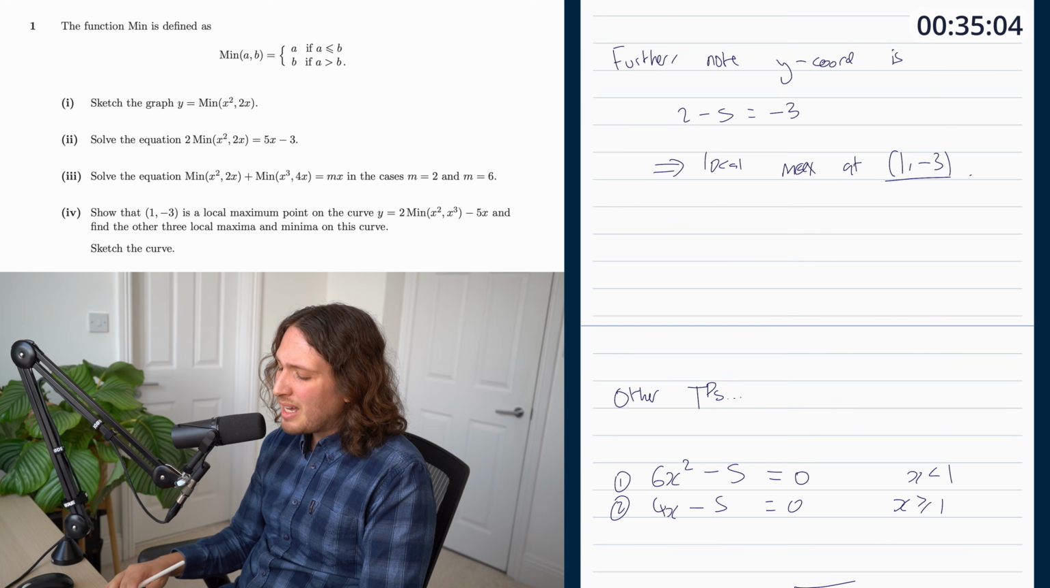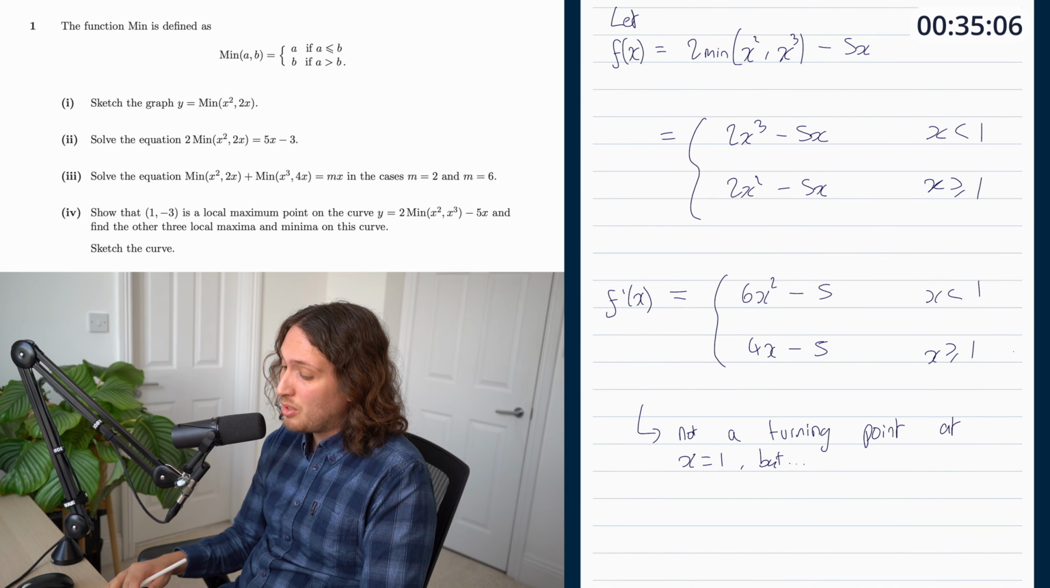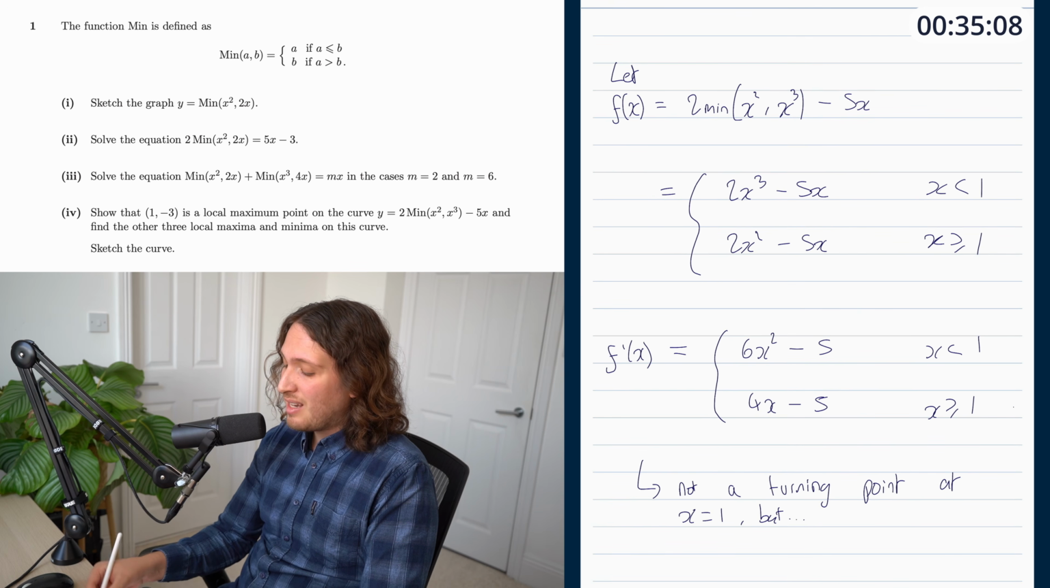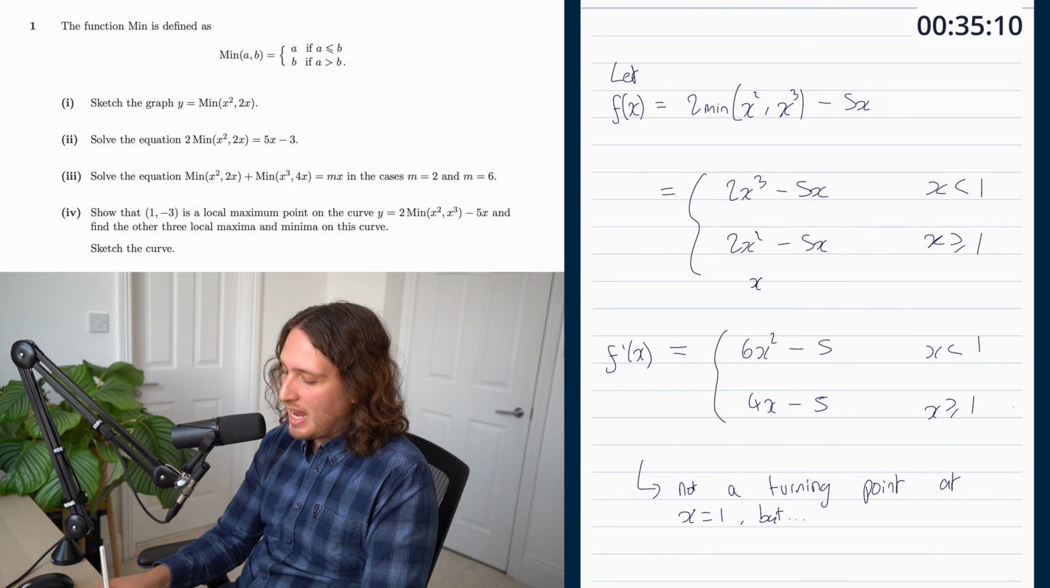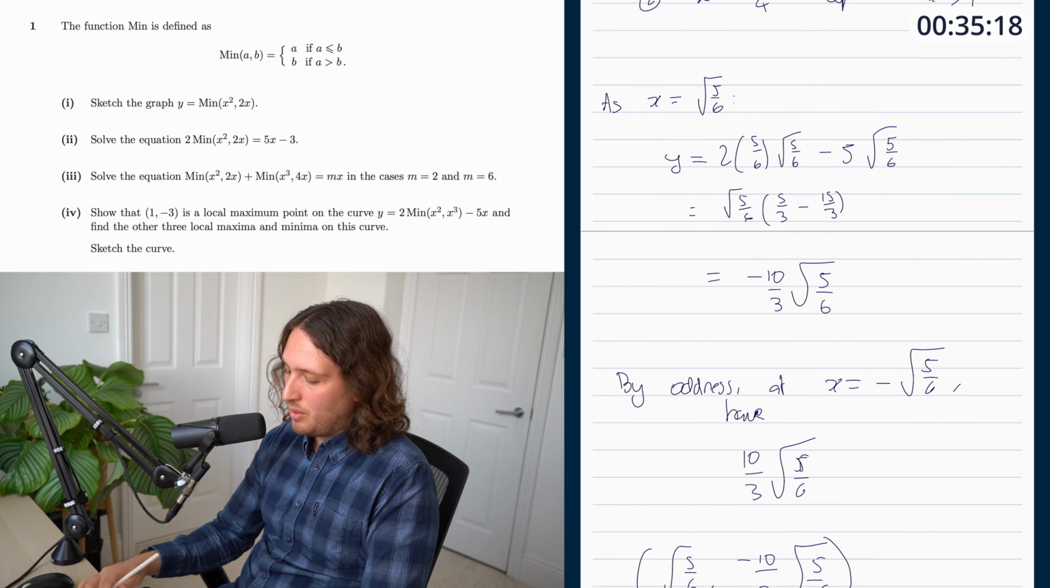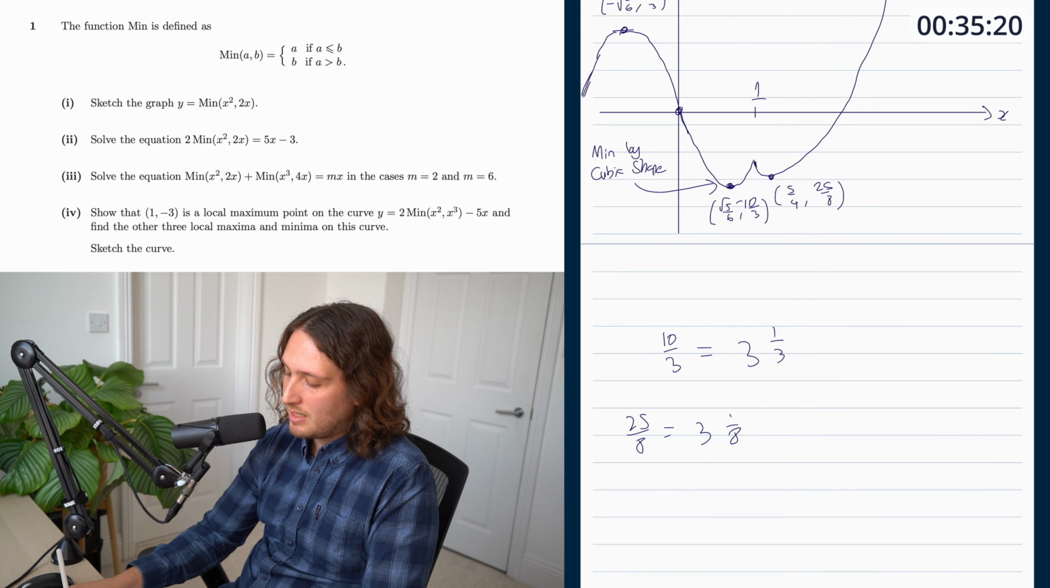Can I mark on the other x-intercepts easily? If I can, I should do so. So actually, I think I can, right? Because I can factor off an x there, 2x minus 5. So that's going to be at 5 over 2. So I'll mark that on just in case.